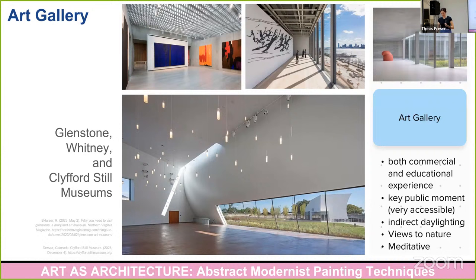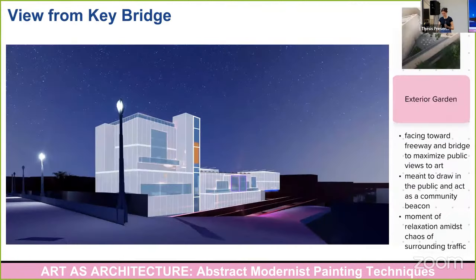And here are some examples of how the art gallery spaces will look. They'll all have 15 feet tall ceilings with indirect natural lighting, which seeps through the milky glass cladding to create a meditative experience and honor the way that Rothko likes his work displayed.